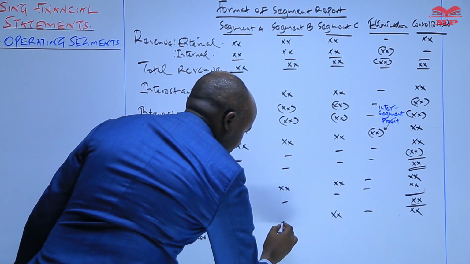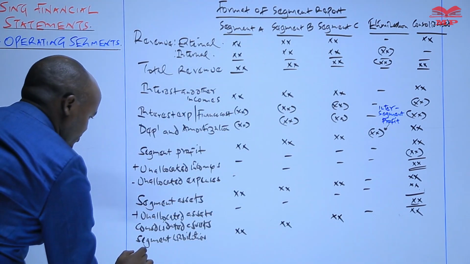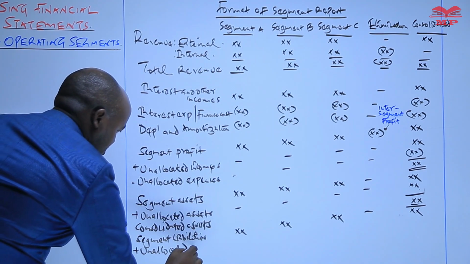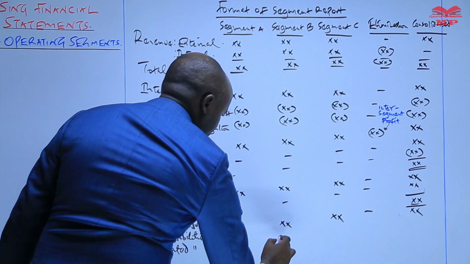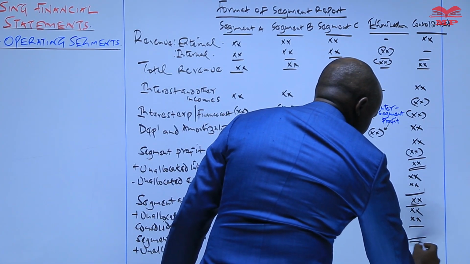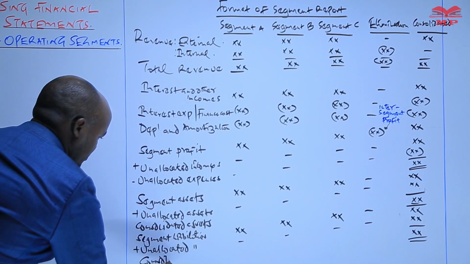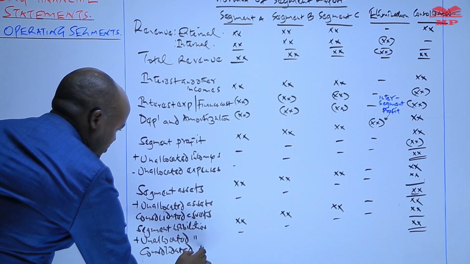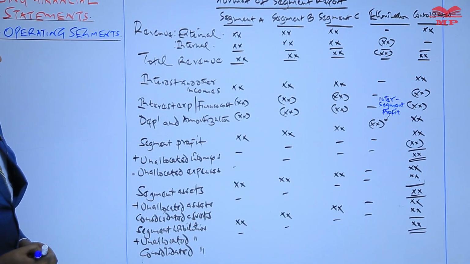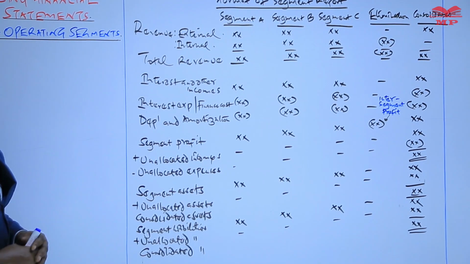the unallocated liabilities. Unallocated liabilities are those particular liabilities equally not identified with any particular segment. And we get the total here, which will be the consolidated liabilities. So basically that is a format which is used to prepare what is known as a segment report.